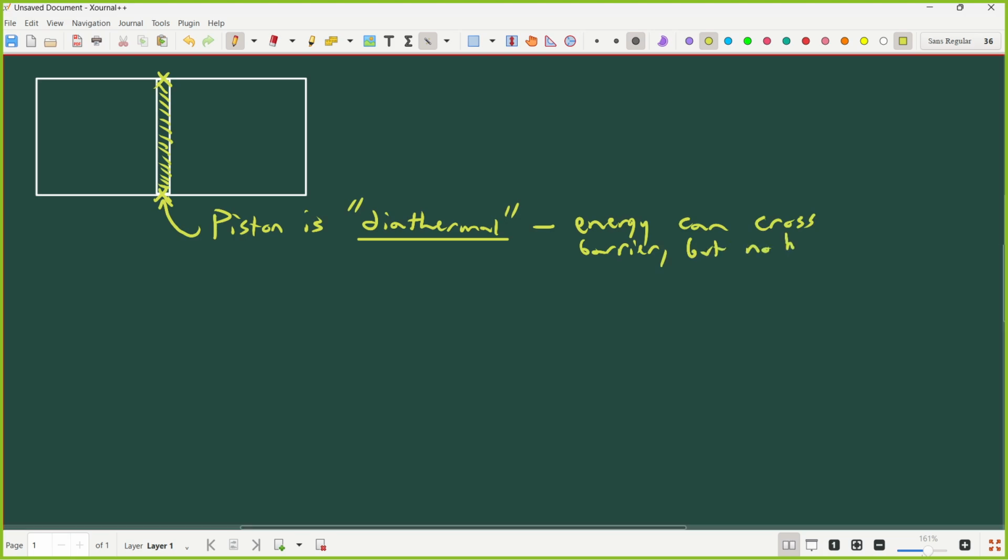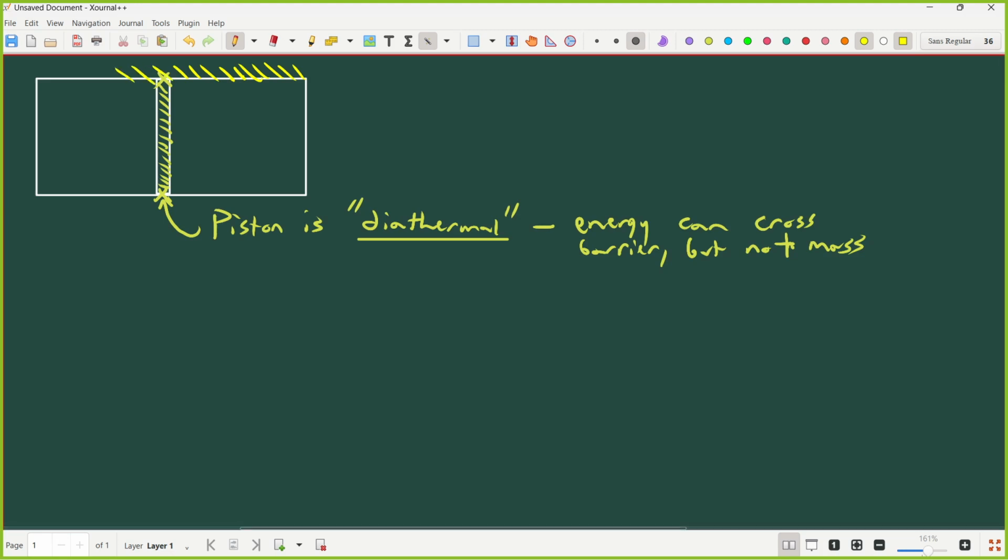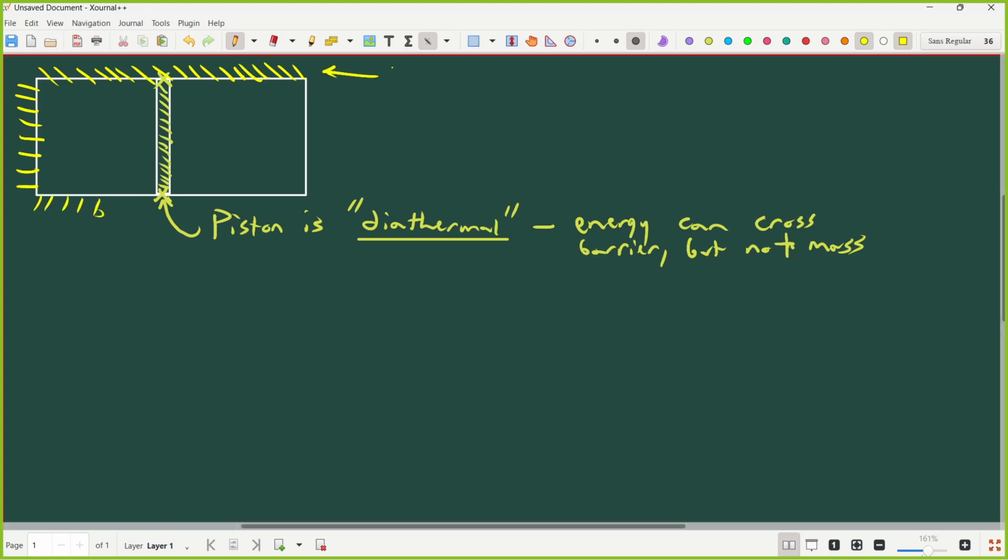You can think of it as an actual metal surface. If you have a nice piece of aluminum here, and one region is hotter than the other, with a piece of aluminum separating them, that heat will transfer, but the mass, if it's perfectly sealed, won't move. You can move energy, but not mass. And of course the important thing is that the box itself is closed, so nothing can leave the box, but energy can move between the sub-boxes, the two compartments, however you want to think about it. So we've got a closed box.